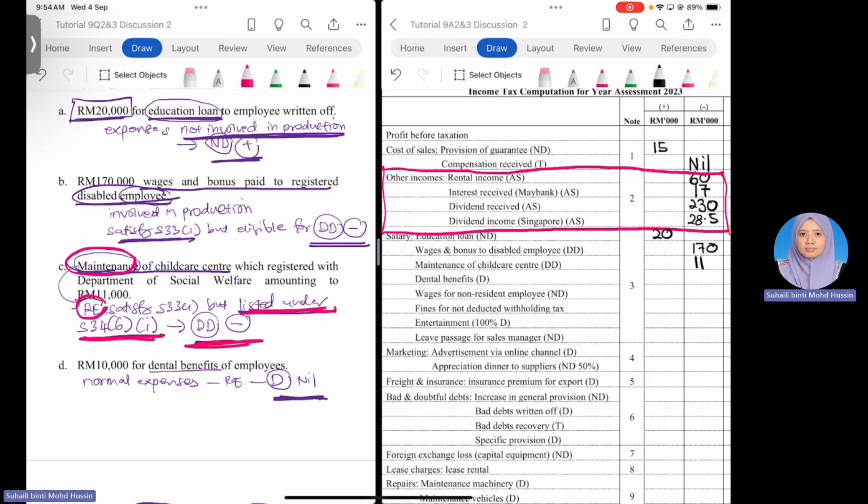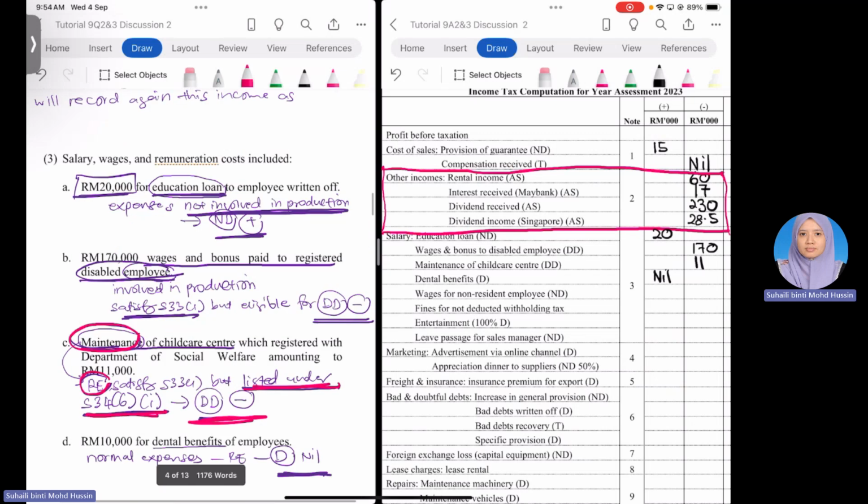The amount is already deducted in the SOCI, so no further deduction in the tax computation at the adjusted business income level. So we just record as a nil to present that this amount is not allowed for further deduction. It is enough to deduct at the SOCI, and there is no further deduction in the tax computation at the adjusted business income level, because it's a single deduction only. So that one is number 3D.